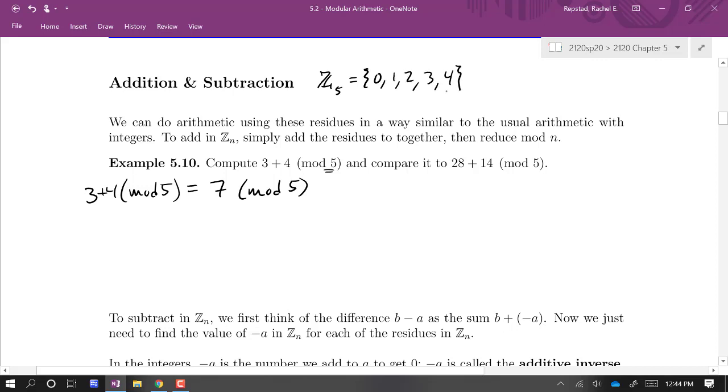So when I'm performing some addition or subtraction, combining a couple elements, I ought to get a result that's in that set already. So I don't see 7 listed, so what I need to do is say, okay, well, what is 7 mod 5? In other words, what's the remainder that I get when I divide 7 by 5? And that remainder is 2. It's 2 more than a multiple of 5. And there's the result there.